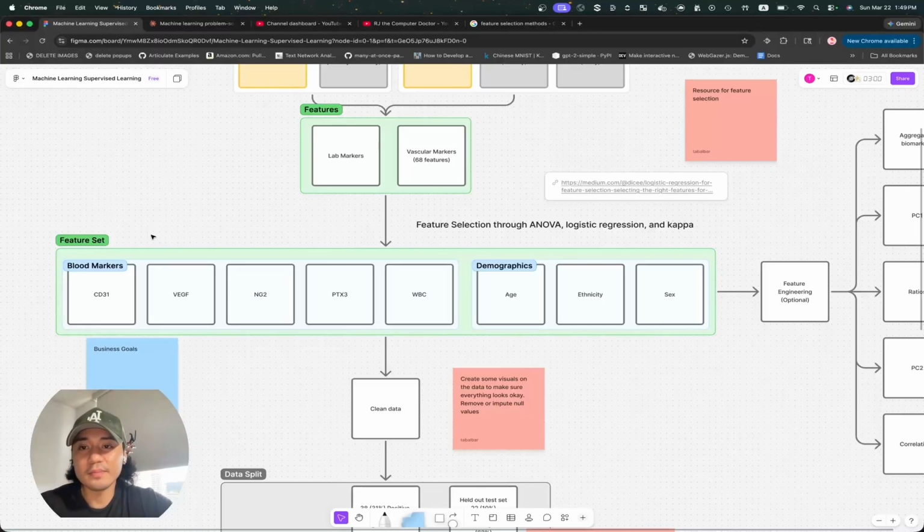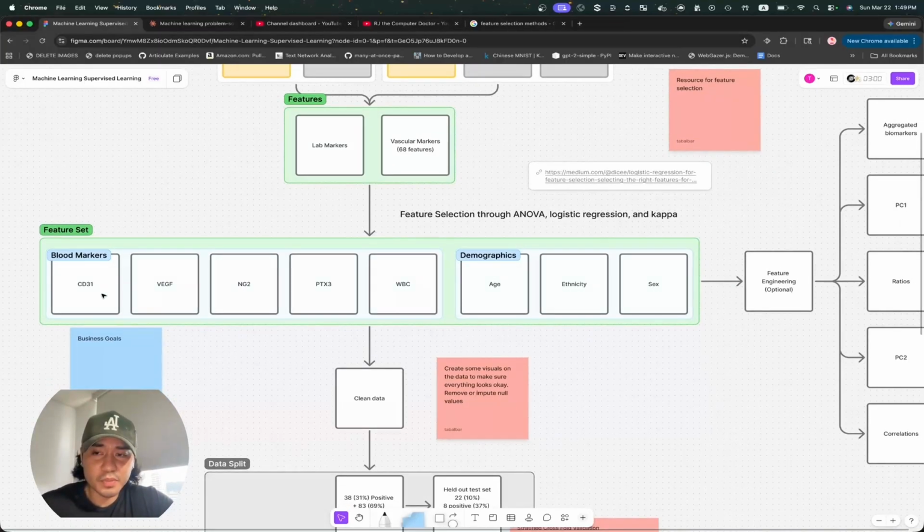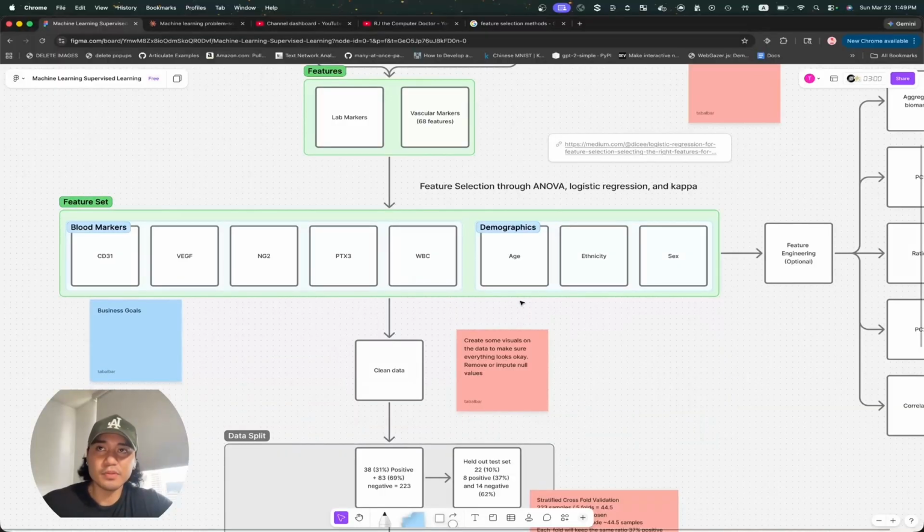And a lot of these tests do cost the hospital money in order for them to look at your blood. It's additional time. So if these blood markers aren't able to be collected during the time that this model is actually going to be used, then you can't include those blood markers. And if you can't always get the demographics like age or ethnicity, then you would probably be better off excluding those from your feature set. So that's just connecting it back to the business goals.